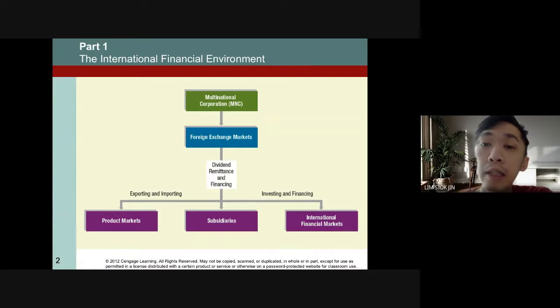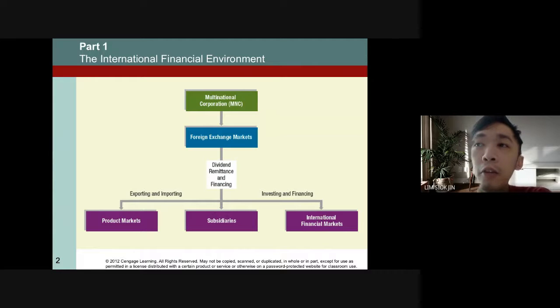which is a multinational corporation or multinational company, and they are highly involved in the foreign exchange market. So what is the MNC and what is the FX market? The green and the blue box here. So a multinational corporation is a company that has a presence in many countries, multinational, something like Toyota, right? Is Toyota a Malaysian company? No, it is a Japanese company.